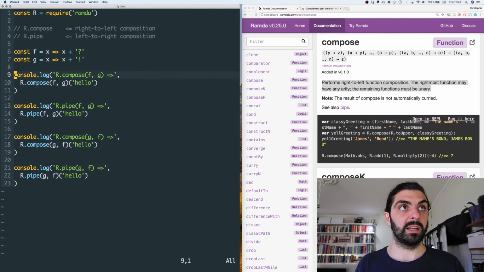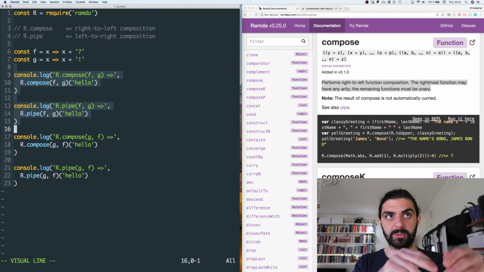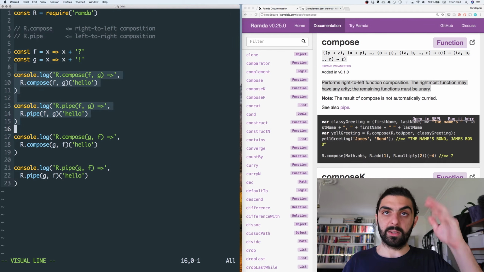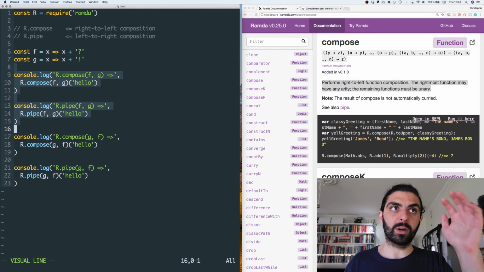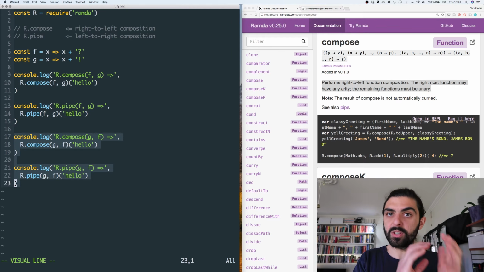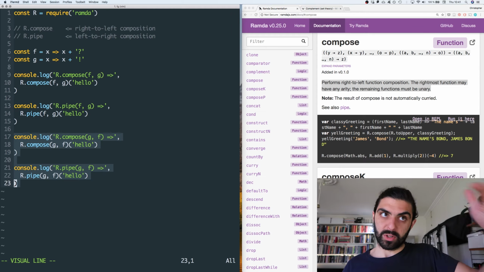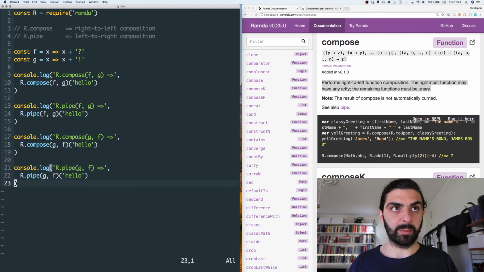here, right? So in these two functions, we have f first and then g in terms of the arguments. F is the first argument, g is the second argument. And in the first of these two functions, we use compose, and in the second one, we use pipe. And in these two other functions, the first argument is g and the second argument is f. And in the first function, we use compose, and in the second function, we use pipe, right?